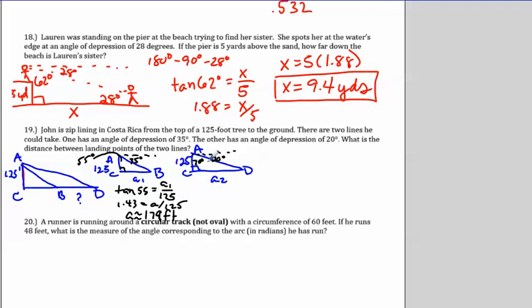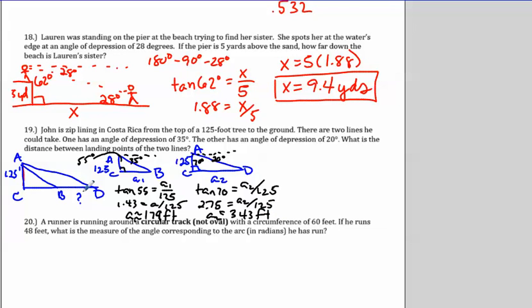Over here I have tangent of 70. Tangent of 70 is equal to my second A over 125. For a tangent of 70, I get about 2.75. Multiply both sides by 125, and I get that my second A, that was A1, this is A2, my second A is 343 feet.